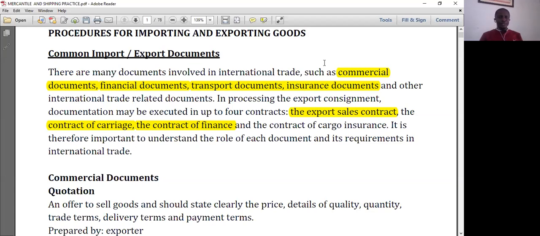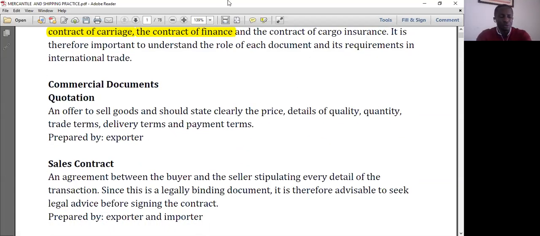So let's start with the commercial documents. In the commercial documents, we have what is called a quotation. A quotation is just an offer to sell goods, and it should state clearly the price. This is normally given by the exporter after receiving the inquiry from the intending buyer saying, I want to buy these goods from your company. So he will give his quotation: okay, you want to buy a bale of mtumba, this is my price, this is the quality of those items, the quantity is this, and the trade terms.